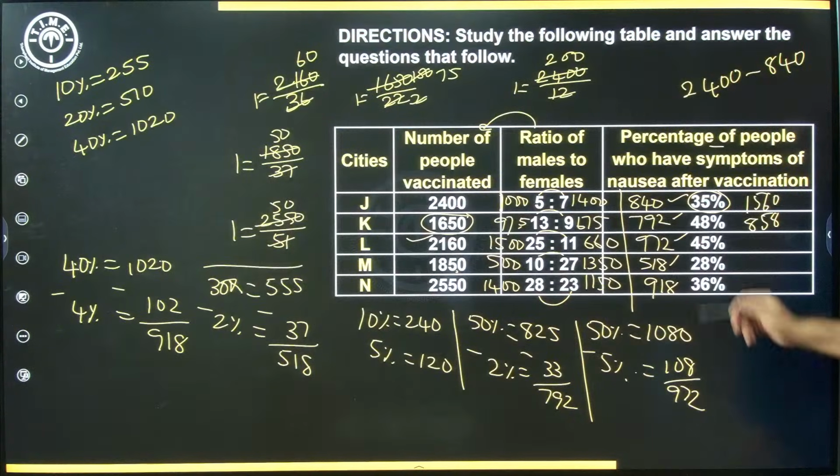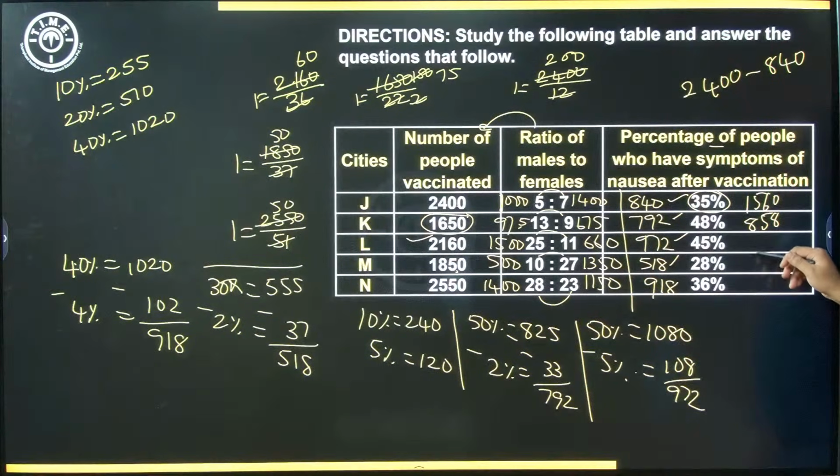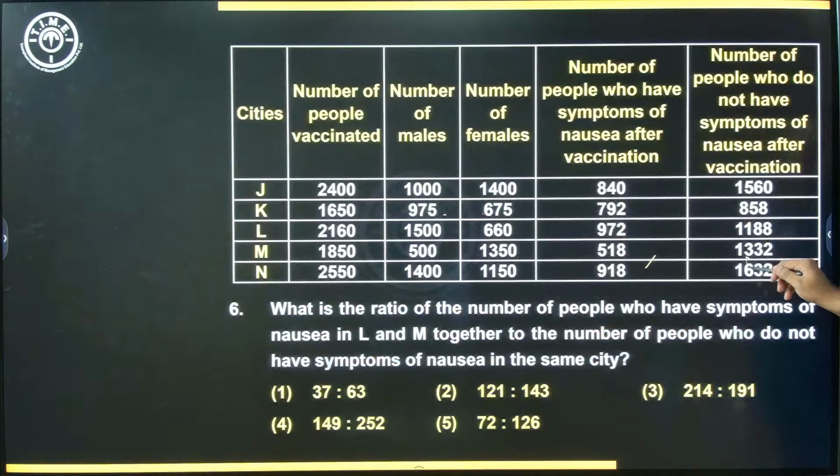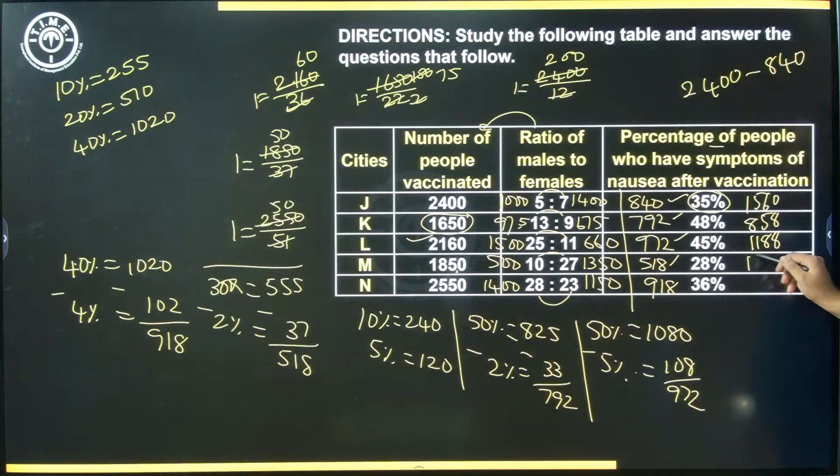Then here it is 972. If I add 28, it will be 1000. So 1160 plus 28, 1188. That's what I have written here, 1188. This is 518. If I add 32, it will be 550. So 1332. Then 918. So if I subtract 900 from 1650, and then subtract 18 more, it has to be 1632.